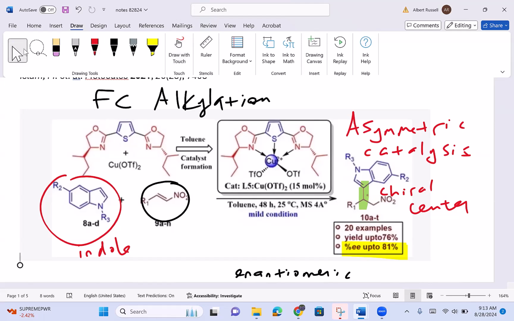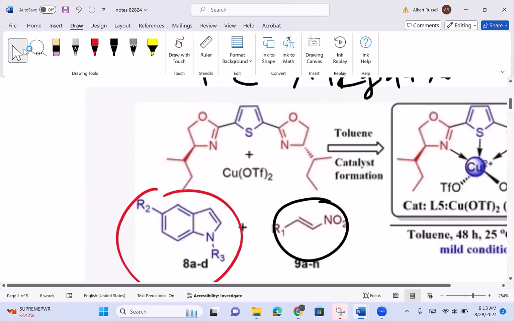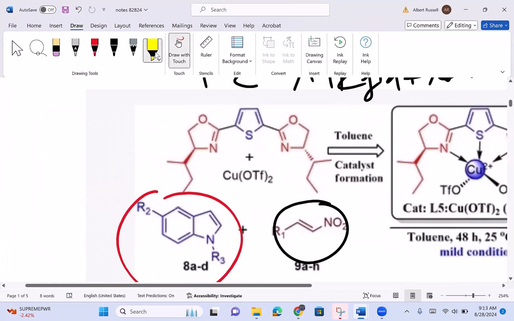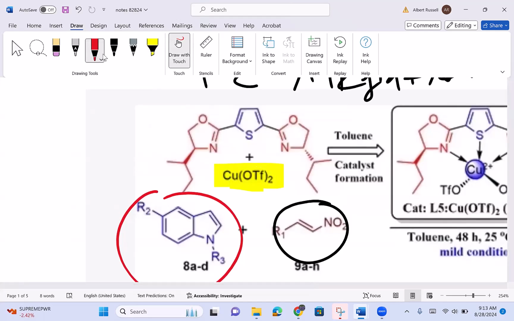Asymmetric catalysis, right? This is typically done with a transition metal and what's called a ligand. So over on this side, you can see here that you have a copper. That's your transition metal. And then you have this isoxazoline type ligand, right? And that is what's going to bind to copper.